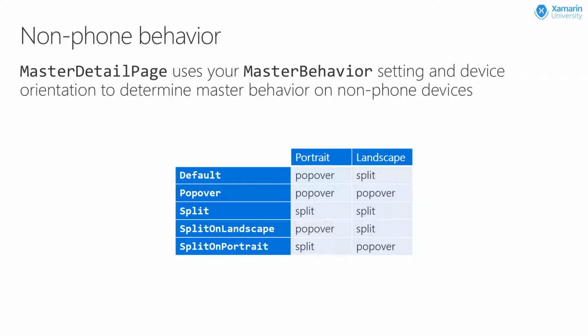And then finally, there's split on portrait. Now this setting will ensure split is used on portrait. But what may not be intuitive is that the setting will also use popover on landscape. Now you likely won't use this setting unless you're doing some further UI customization for each orientation.